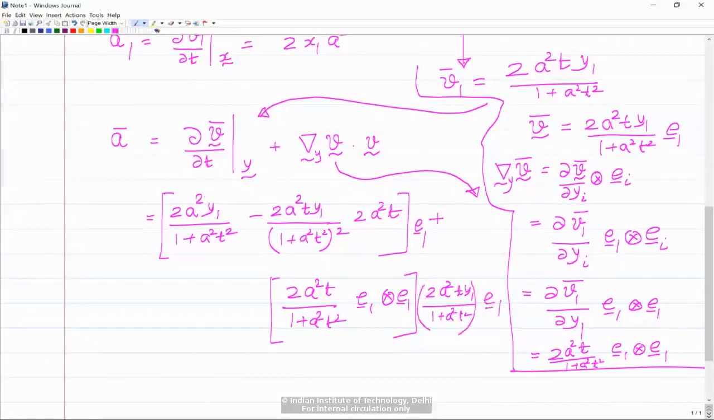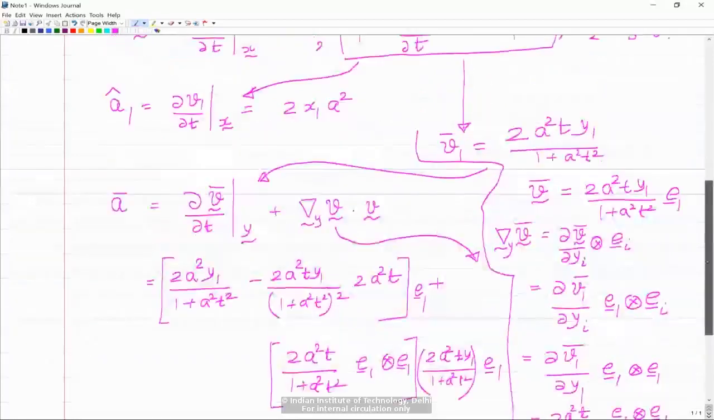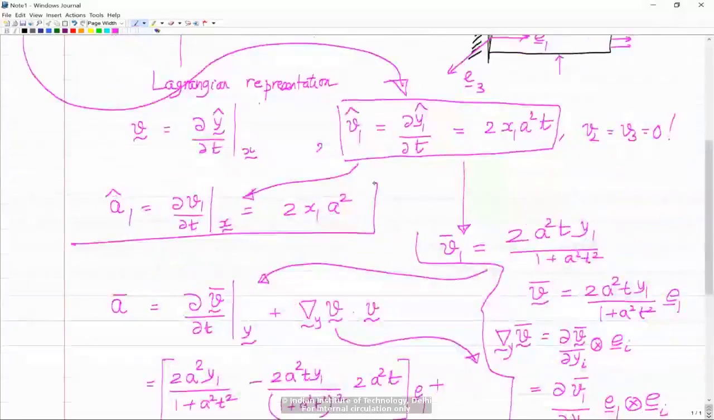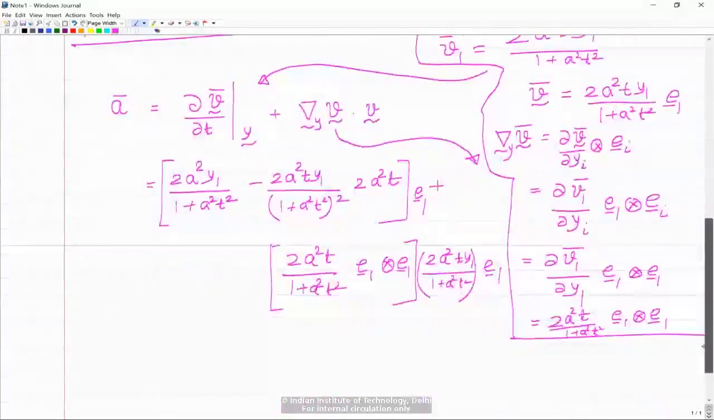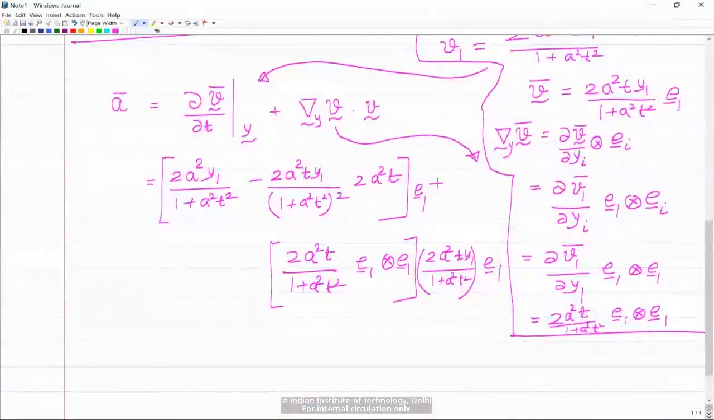times e1. So don't get the impression that Eulerian is so bad. The expressions are getting so big, whereas Lagrangian, you see, it was so simple. Can you see this? It was so simple. But this is just a specific example, like I told you. You can think of another example in which Eulerian will be really simple and the Lagrangian then becomes really, really bad.